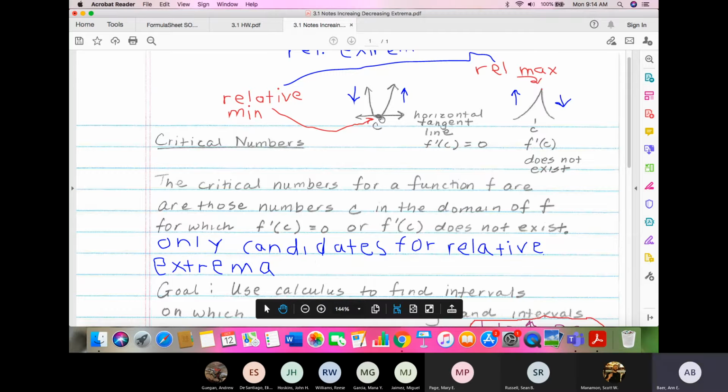And they're important because they're turning points. This graph is decreasing on this side and then it turns and becomes increasing on this side. And this is the opposite. It's increasing on this side, and then up here at this point turns and is decreasing on this side. So it's important to know where those peaks or valleys are on the graph and to know them precisely.